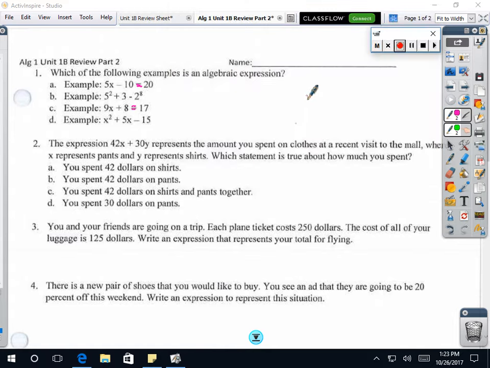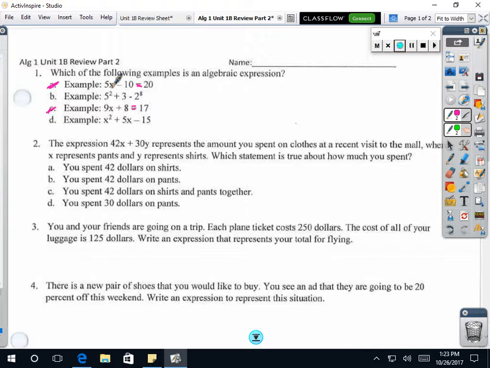Okay, number 1, which of the following examples is an algebraic expression? Okay, A, is that an expression? Oops. No, why not? It has an equal sign, which makes it an equation. And for that same reason, what else is not an expression?